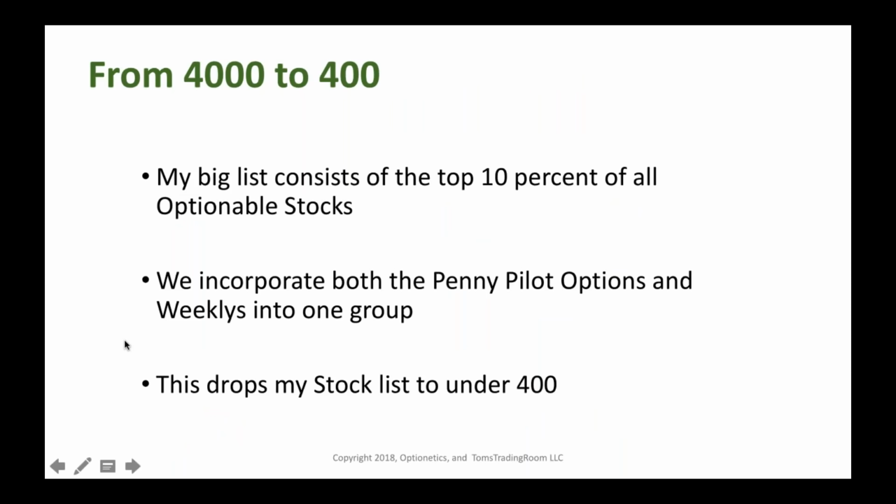So to take your stock list from 4,000 optionables to 400, to me, it's the top 10% of all optionable stocks. What I do is I incorporate the penny pilot options, and then I go back and find which of these options have weeklies. That will take the 400 down to under 300. About 70% of the penny pilot options trade weeklies, and that's what I really get my list down to.